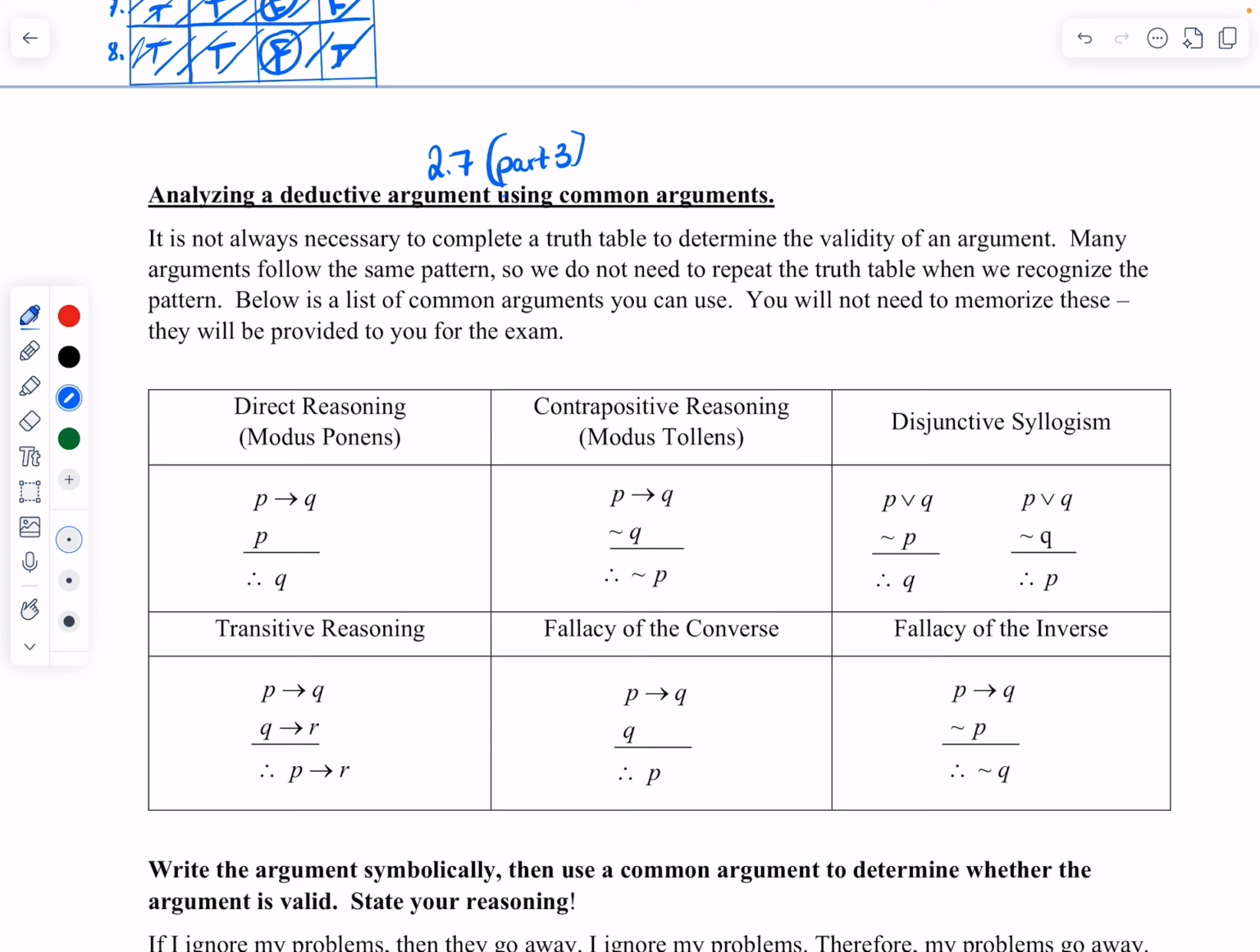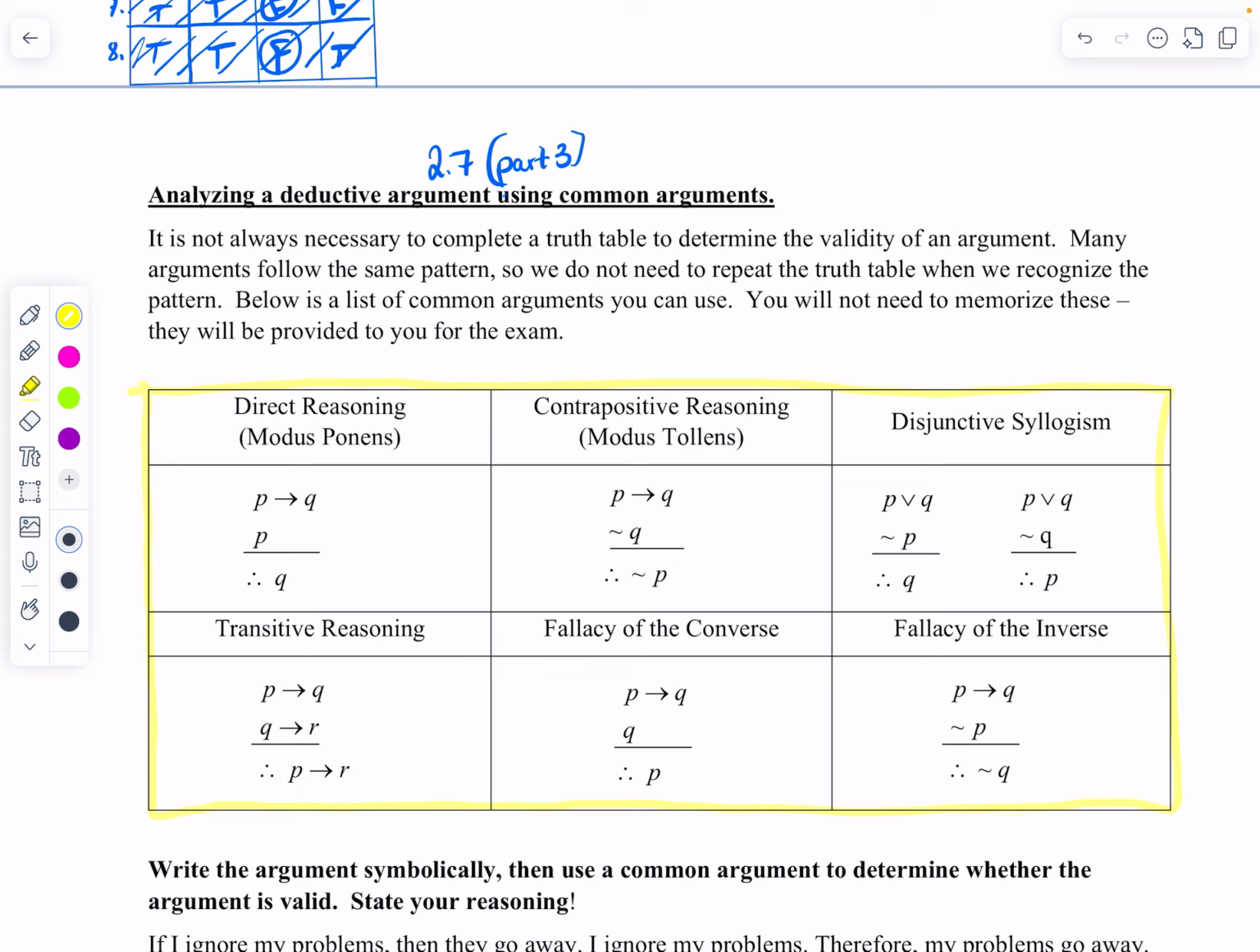This chart, or this table, will be given to you. And when I say table, let me just show you what I'm talking about. This will be given to you on the test, so you don't have to memorize them. And in fact, when you do your homework, I would have this page out. So let's look at the common arguments.